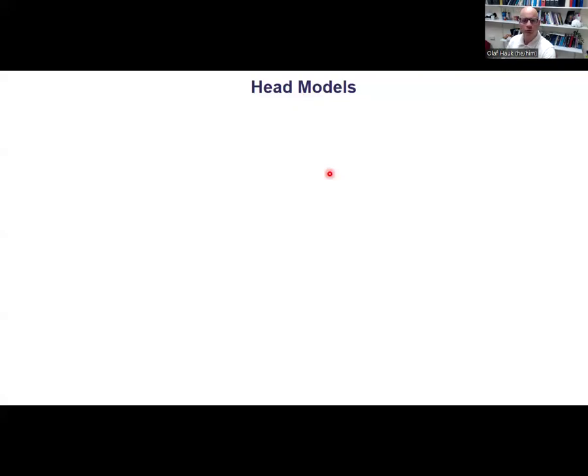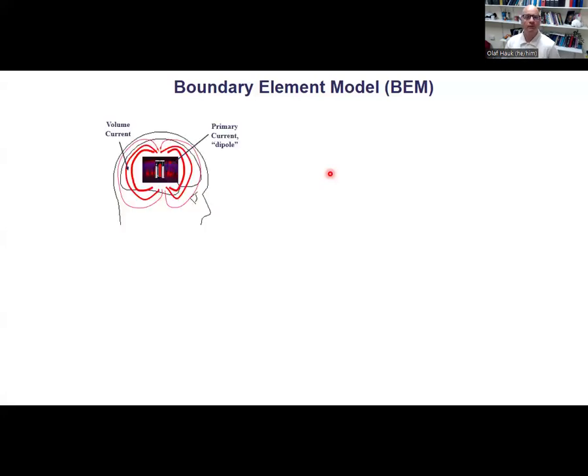Head modeling is an important part of the source estimation procedure. Everything you are doing afterwards depends on the accuracy of how well you can model head geometry and current flow in the head. Let's just remind ourselves what we are trying to achieve with our head modeling. By far the most commonly used head modeling approach is probably the boundary element model, or BEM.